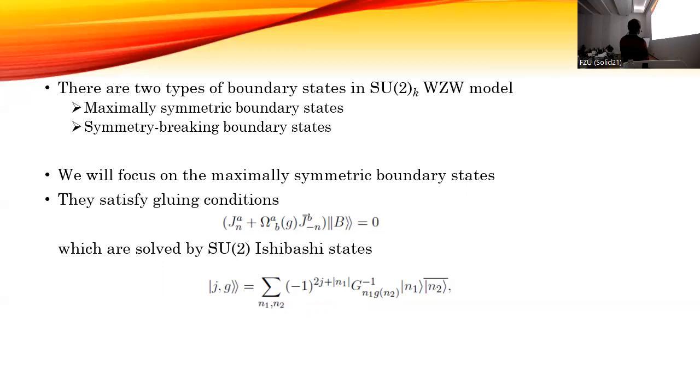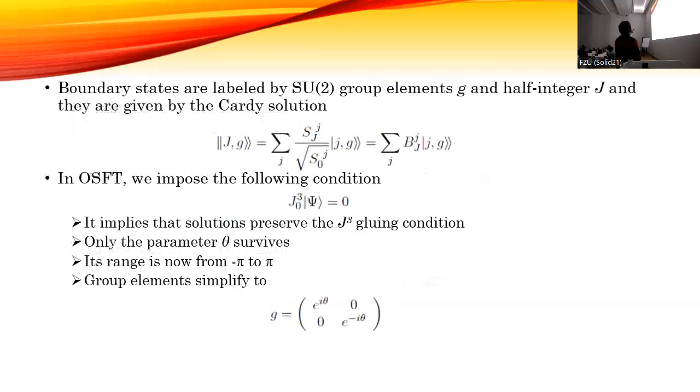Such states satisfy this kind of gluing condition, where we have left and right currents, and here is some matrix omega, which is parameterized by an SU(2) element g, and this is something like an adjoint representation. These conditions are solved by Ishibashi states, and we can use them to construct Cardy boundary states. This is almost the same as in the minimal model. We have boundary state coefficients which are given by the S matrix, and here we have the Ishibashi states, which are labeled by J and group elements, and the boundary states are also labeled by group elements and a half-integer.